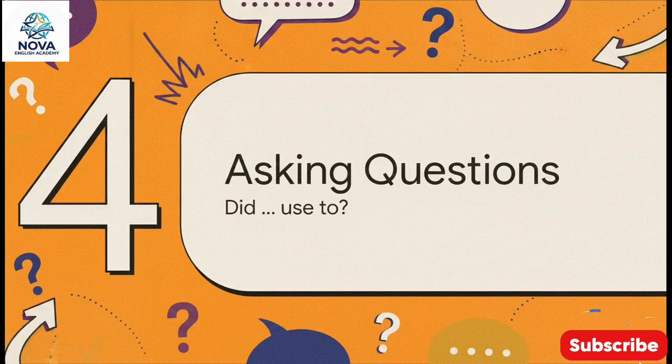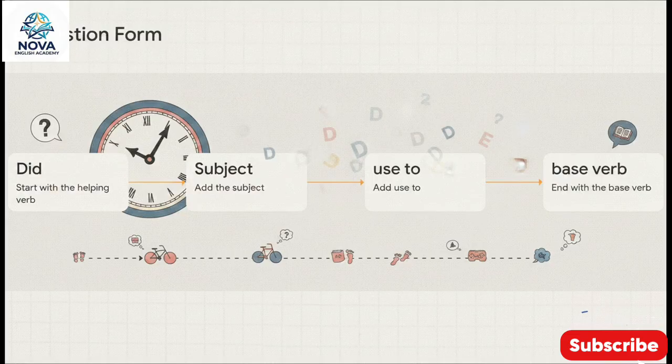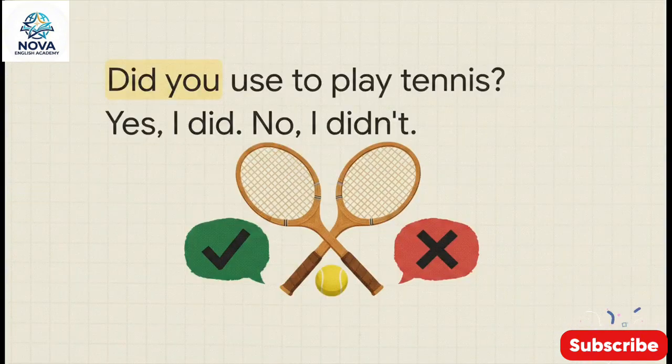Next up, part 4, asking questions. Let's flip the equation. Here is our question formula. You start with did, add your subject, insert use to, and yep, keeping that tricky D dropped just like we did in the negative form, and then you finish with the base verb. Again, because did is right there at the front signaling the past tense, use loses the D. So following that exact logic, you could ask, did you use to play tennis?